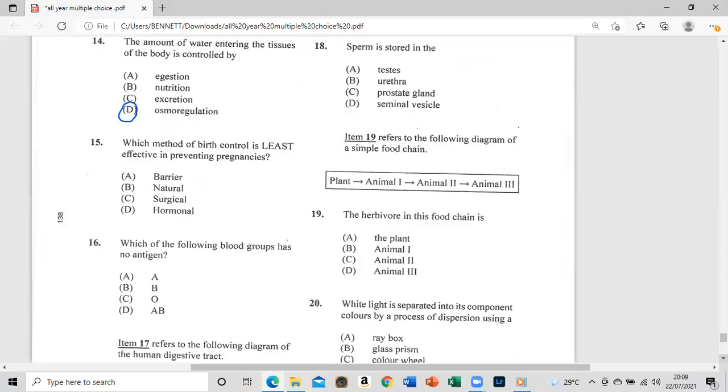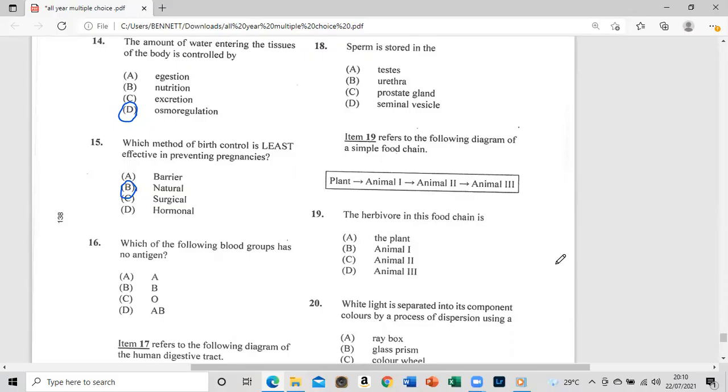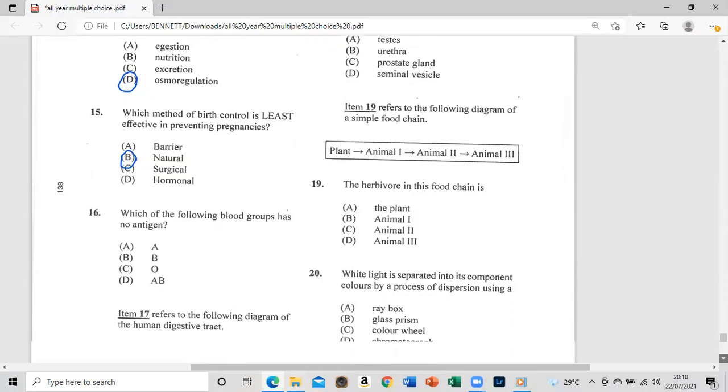Which method of birth control is least effective in preventing pregnancy? Is it A, barrier? B, natural? C, surgical? Or D, hormonal? And number 15 is B, natural. Remember, guys, it's the least effective. Let's move on to 16.